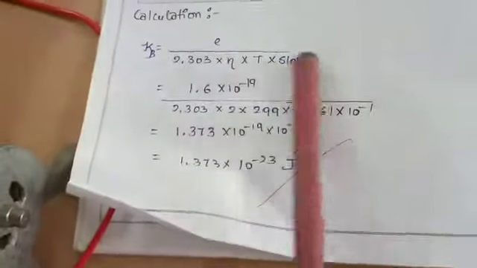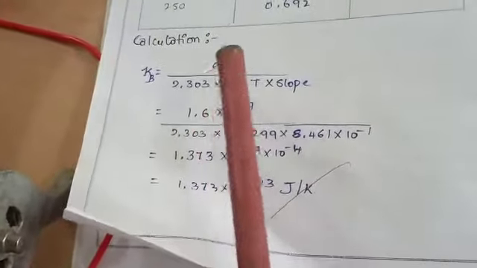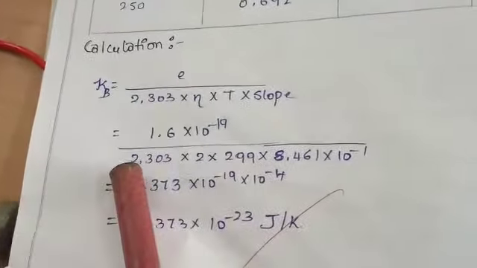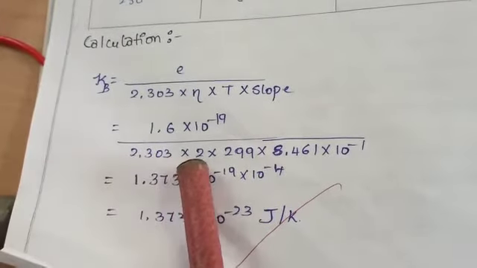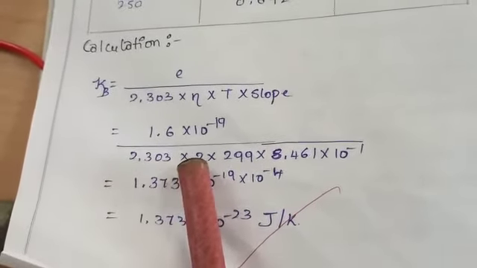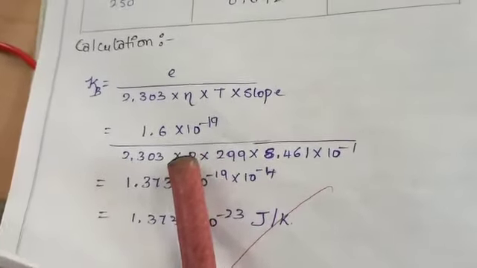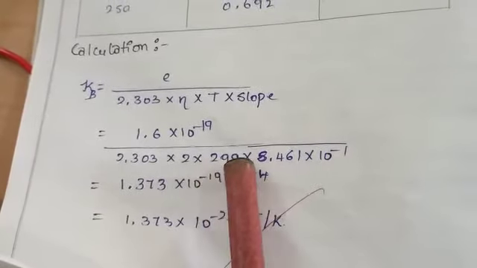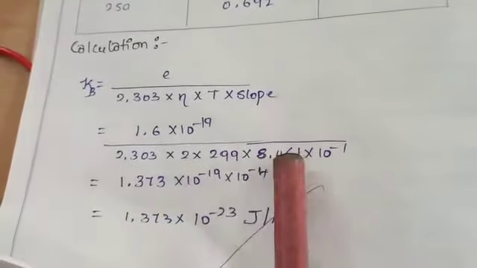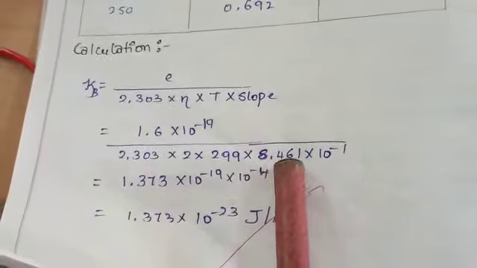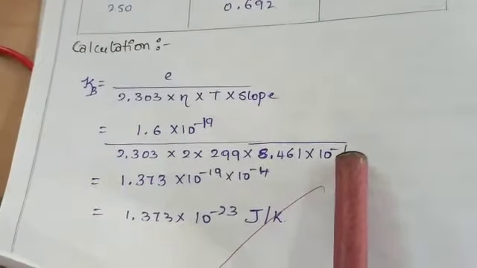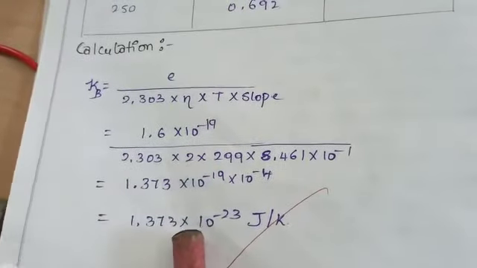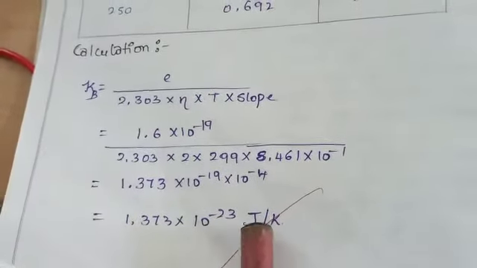Let us substitute all the constant values and the slope value, that is E is equal to 1.6 into 10 power of minus 19 divided by 2.303 into 2. Here 2 means the material used is silicon, so we take 2, into 299, this is the temperature in Kelvin, and the slope value, that is 8.461 into 10 power of minus 1. By calculating all these values, we get 1.373 into 10 power of minus 23 joule per Kelvin.